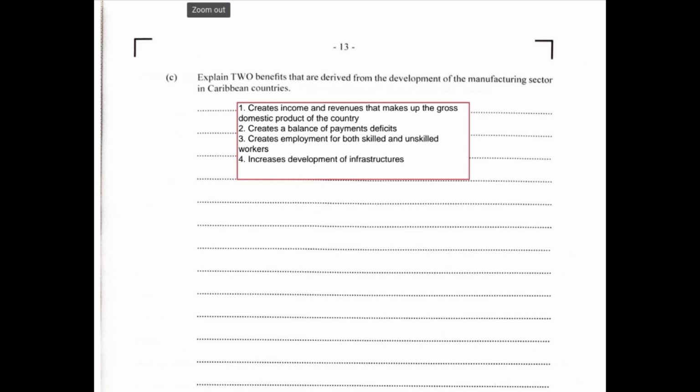4. Increased development of infrastructure such as roads, bridges, and other infrastructures to facilitate trade via land, sea, and air. So the income tax earned from the different industries is used to develop infrastructure in the country. So these are just 4 benefits. There are many other benefits that you could have discussed, but they only need 2.